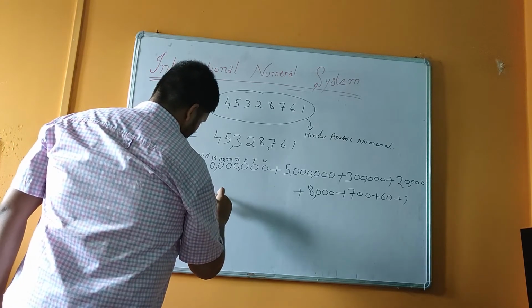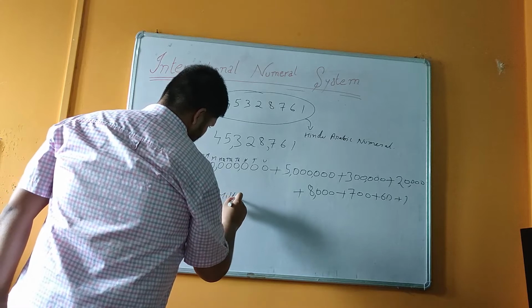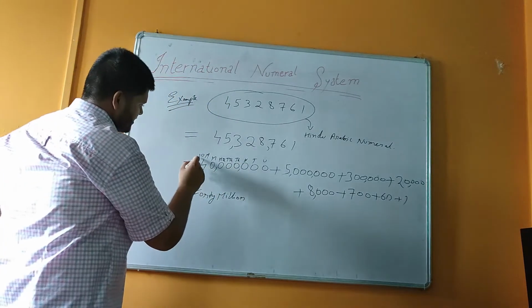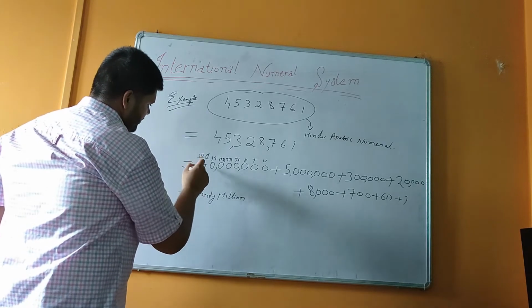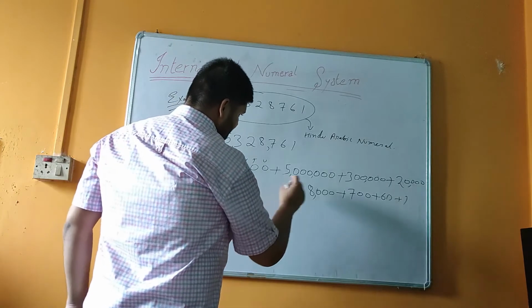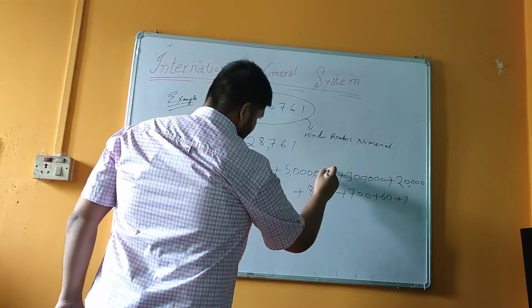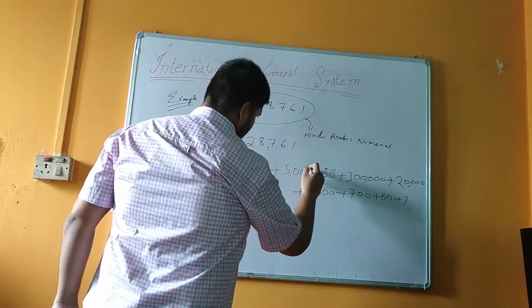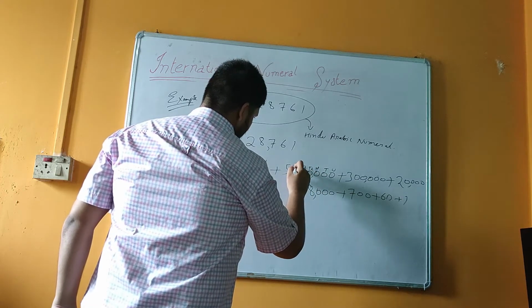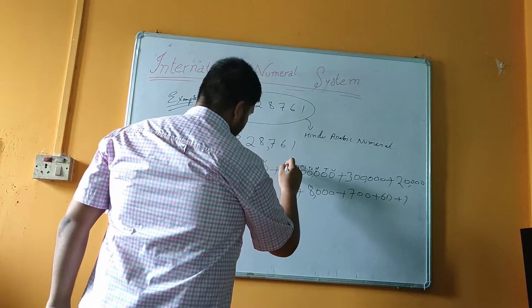40 million. Okay. This is 40 million. This is 10 million. This 10 into 4 is 40 million. Okay. Then you have unit, tens, 100, 1000. This is 10,000. This is 100,000. This is million.